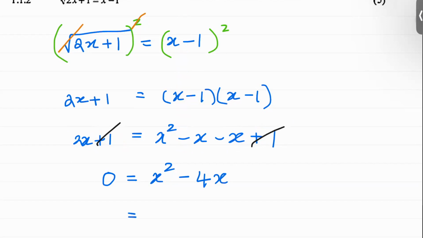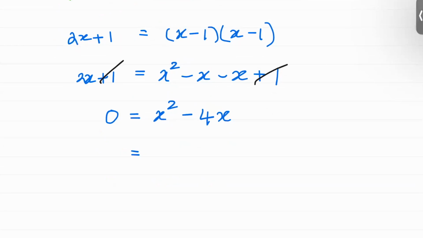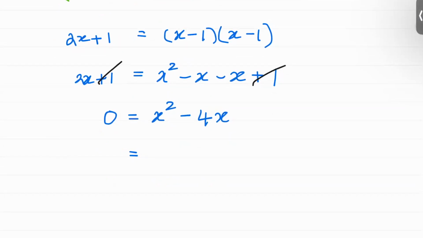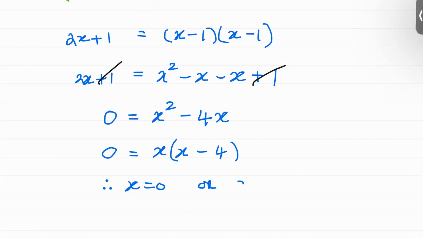leaving us with this quadratic here, x squared minus 4x. So take out x as a common factor, and that would leave us with x minus 4, which means your answer is either 0 or positive 4.